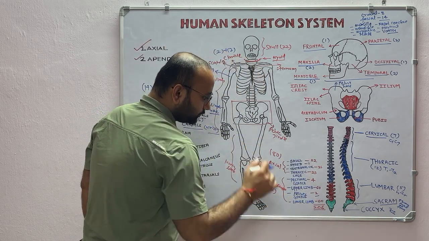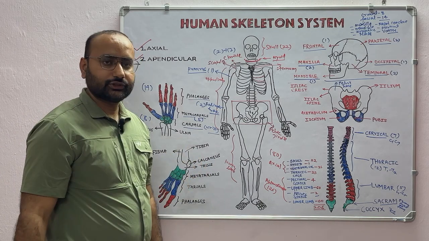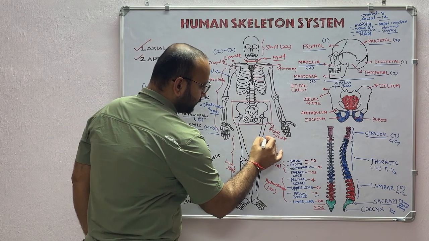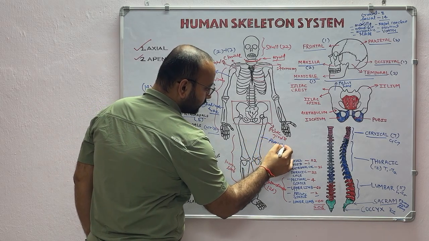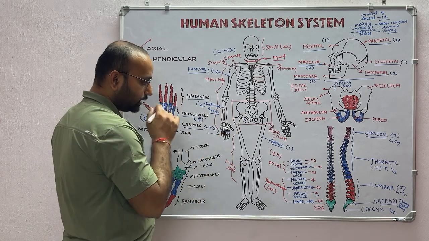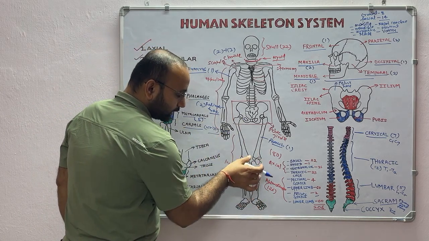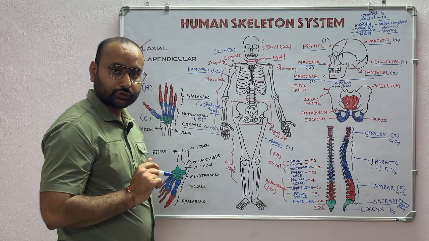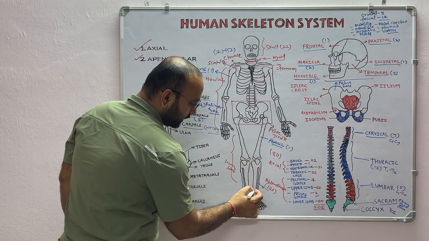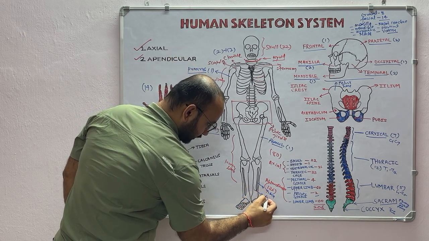Now coming to the lower limb. The lower limb has 60 bones. So let us see how this lower limb has 60 bones. Again, the upper part of the lower limb is known as the femur, right? Which is one bone on a single side. Then you have the lower part of your lower limb. The lower part consists of 2 bones. What are these 2 bones? These bones are the tibia and fibula. So this is the tibia and this is the fibula. This is the tibia bone and this is the fibula bone.